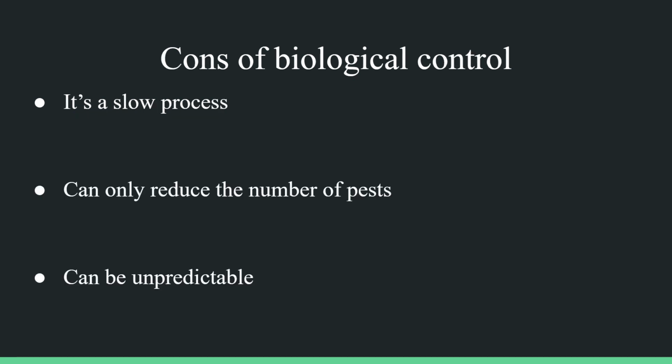Some of the cons of biological control are that it is a slow process and can take several years for a natural enemy population to establish and start to make a noticeable change in the reduction of invasive species. Another con is that there is quite a bit of knowledge and background information needed in order to pick the best natural enemy for an invasive species. Biological control can only reduce the number of invasive species and not completely eradicate a population. It can also be unpredictable because some natural enemies fail to establish properly.